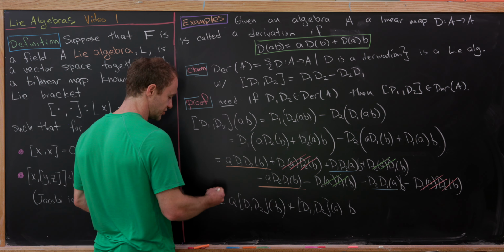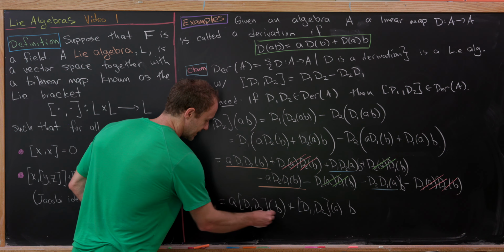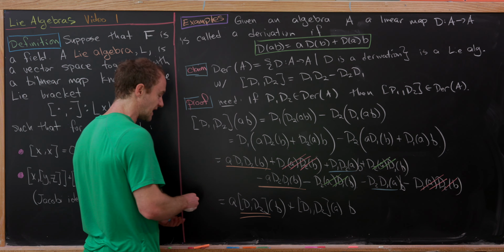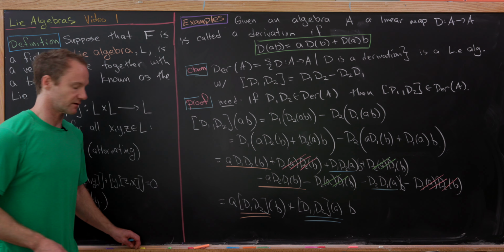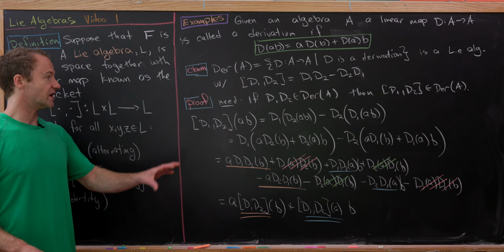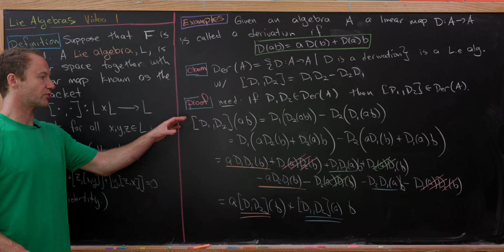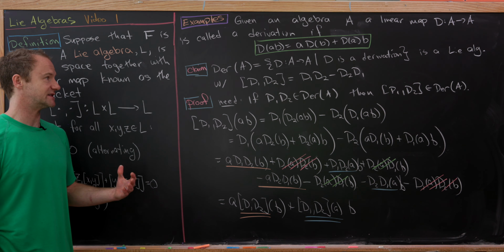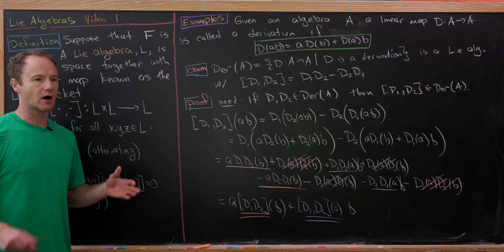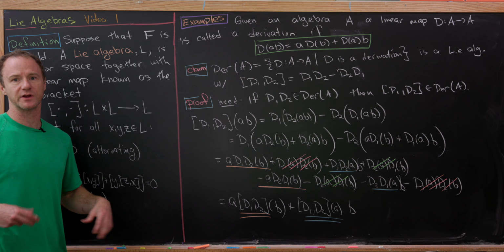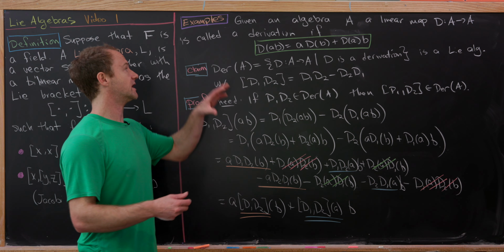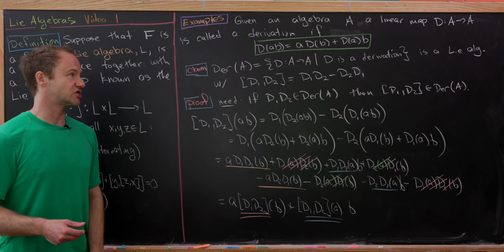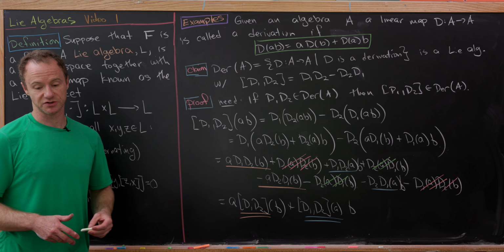Okay, so just to reiterate, this we got from these peach underlined terms, and this we got from the blue underlined terms. So we've done it. We've shown that if we bracket two derivations, we get a derivation. And then, like I said, all of the other things come for free or come very cheaply. So that's all we really needed to fill in to show that derivations of an algebra form a Lie algebra.